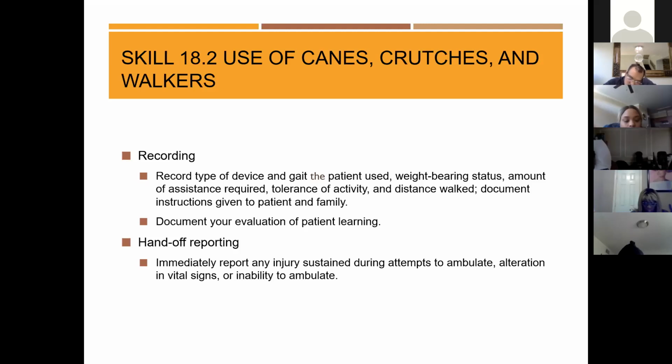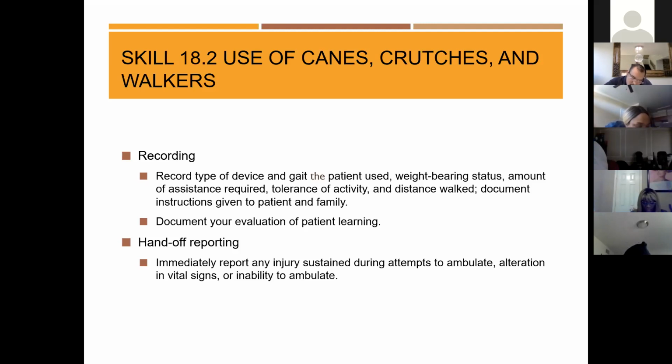let's see, their weight bearing status. They were partial weight bearing to the left leg, and they were able to ambulate without putting weight on that affected leg. Patient required a minimal amount of assistance during ambulation and tolerated ambulating from the bed to the nurse's station without any difficulty. And so that's what you would document in the event that your patient is using one of these, all right?